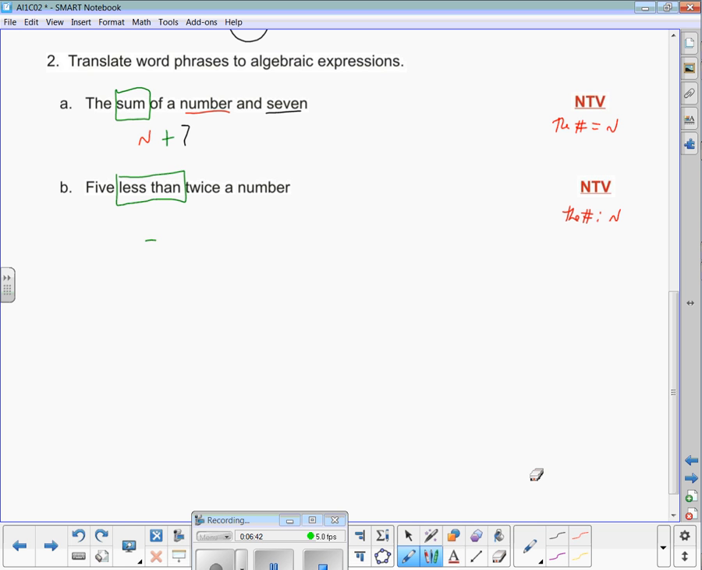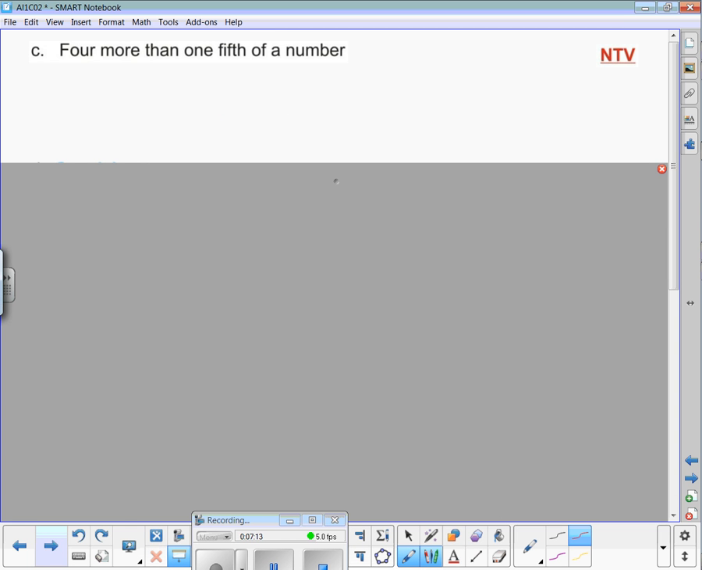Well, where does the 5 go? The 5 goes in the back. So just be careful there, right? 5 less, it's minus 5. All right, and then we have to deal with twice a number. How do you do twice something? You either have it 2 times or you multiply it times 2. So I can go n plus n, or I can do 2n. All right, 2n minus 5, and there we go.